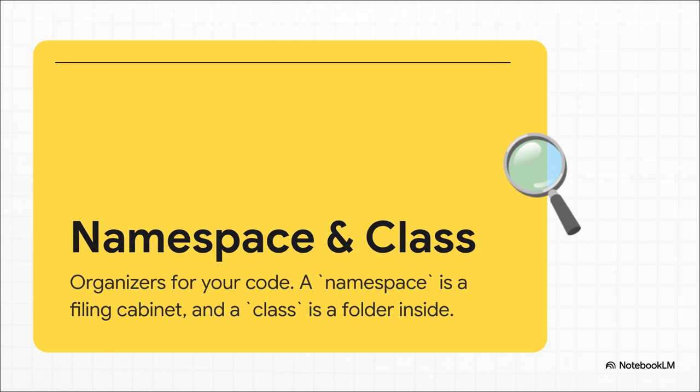First, you've got a namespace. Think of that as a huge filing cabinet for a big project. It stops you from accidentally naming two different things the same thing. And then, inside that cabinet, you have a class, which is like a single folder for grouping all your related instructions together. Nice and neat.